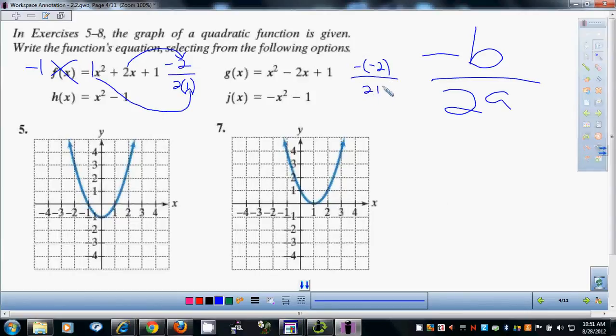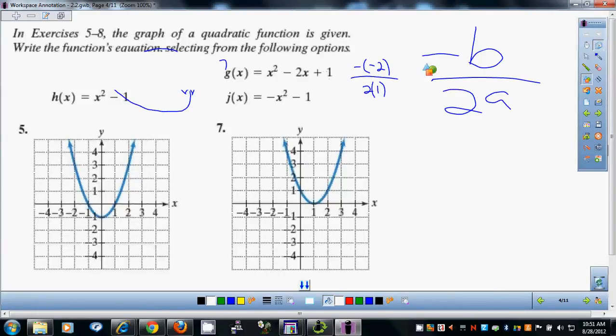So for g, negative b over 2a, so that's positive 2 over positive 2, which is positive 1. Do either of these have a vertex at x equals positive 1? Yes. So this one could possibly be number 7. So we'll leave that one untouched for now. Now, let me just get this stuff out of the way so we don't need it. I'm just going to get it out of the way so we don't stare at it.